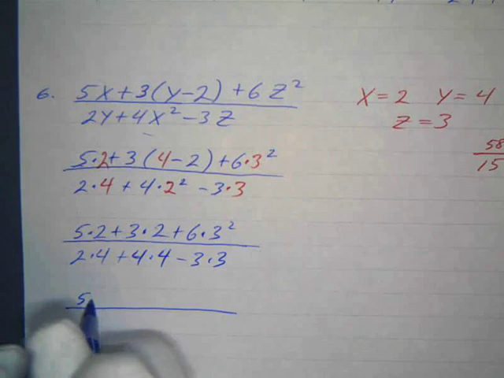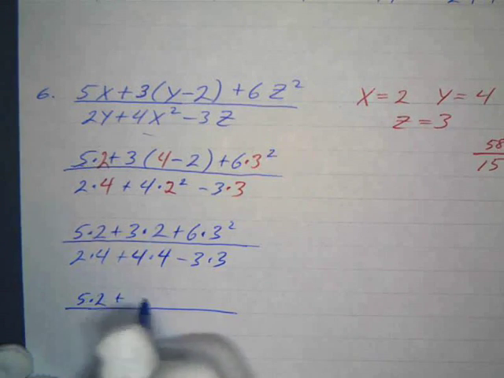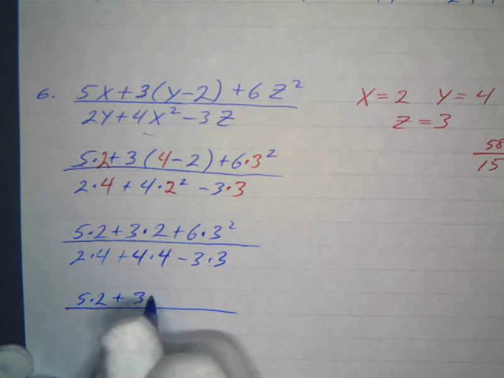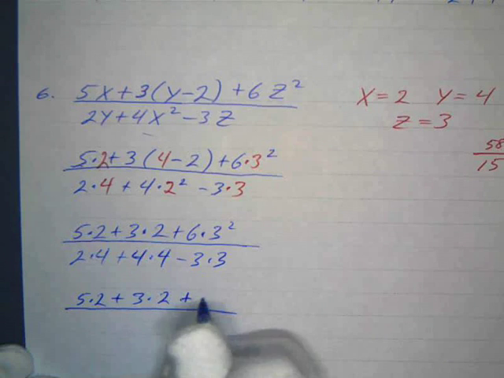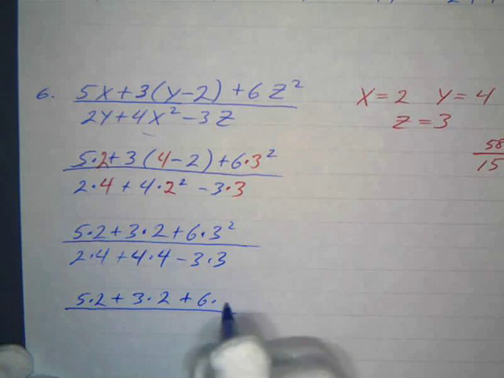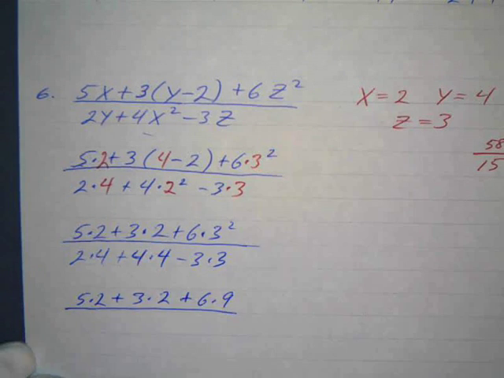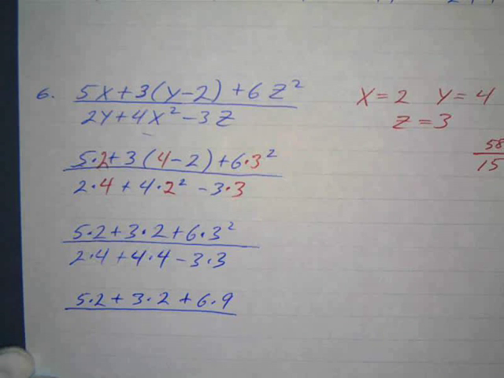So we got 5 times 2 plus 3 times 2 plus 6 times, and what's 3 squared, or 3 times 3, 9. Okay?